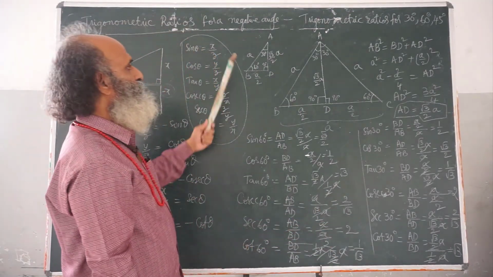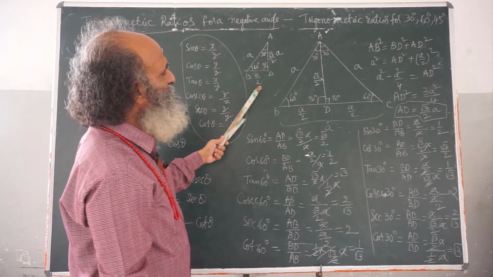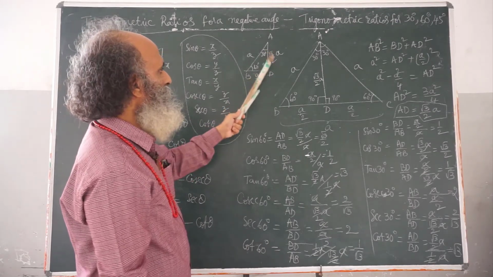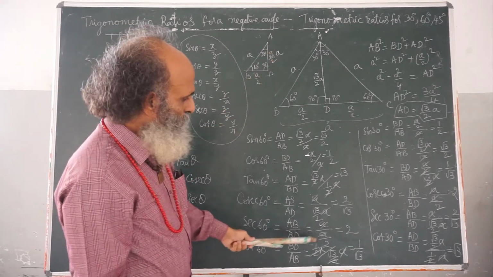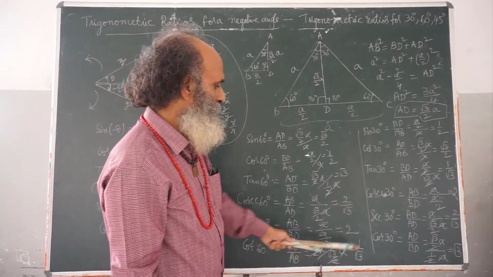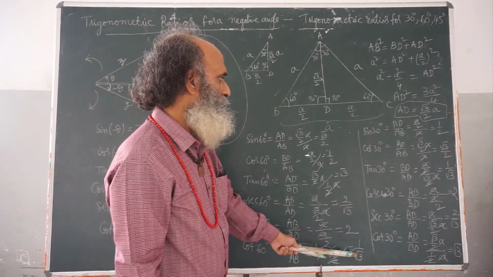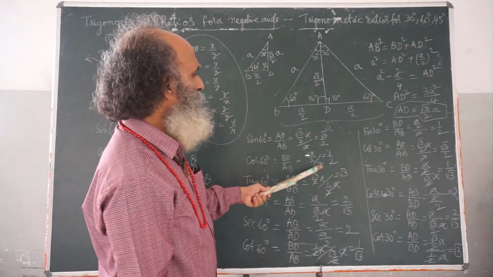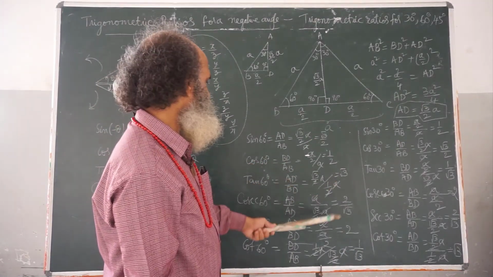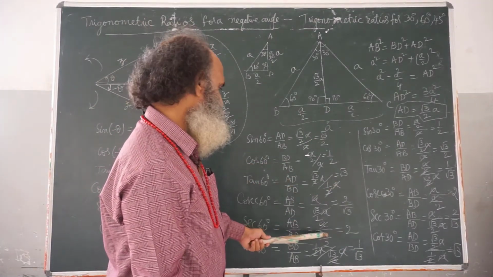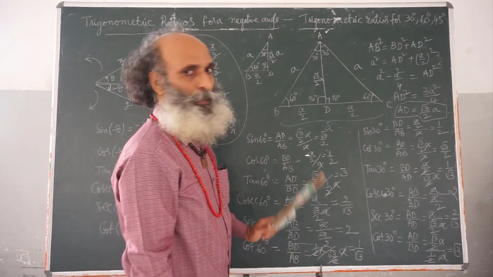Cot 60 is adjacent side by opposite side. BD by AD, that is equal to 1 by 2A by root 3 by 2A. A, 2 cancel. So 1 by root 3. So sin 60 is root 3 by 2, cos 60 is 1 by 2, tan 60 is root 3, cosecant 60 is 2 by root 3, secant 60 is 2, cot 60 is 1 by root 3.